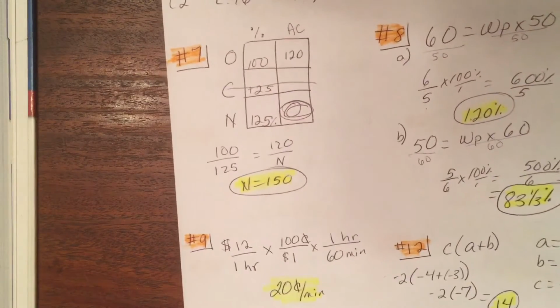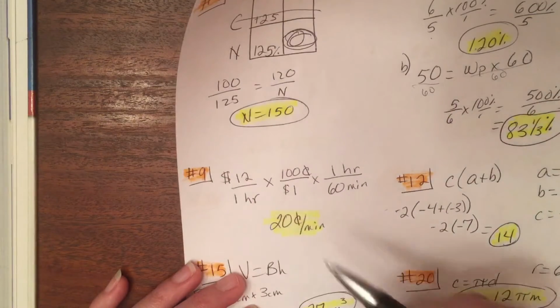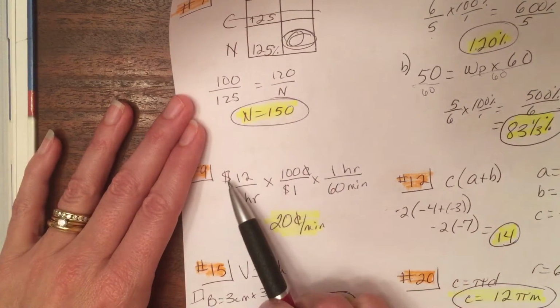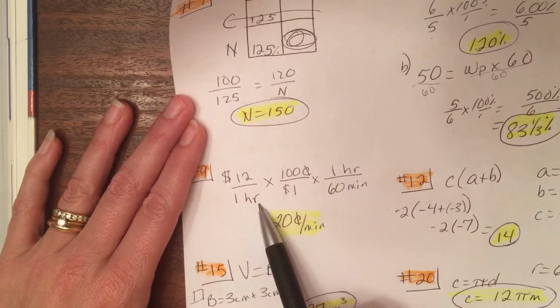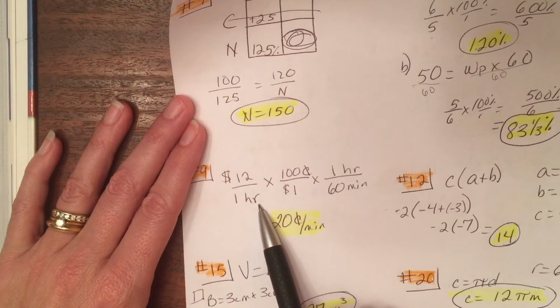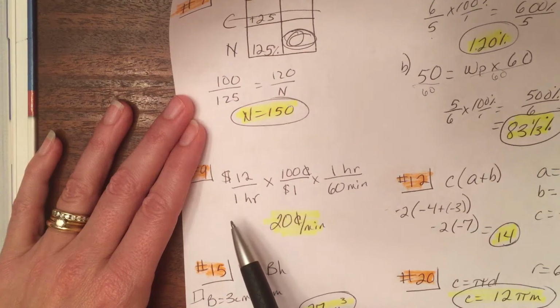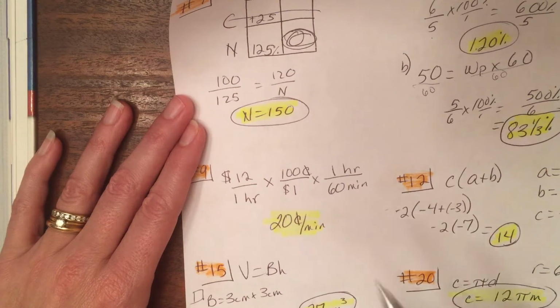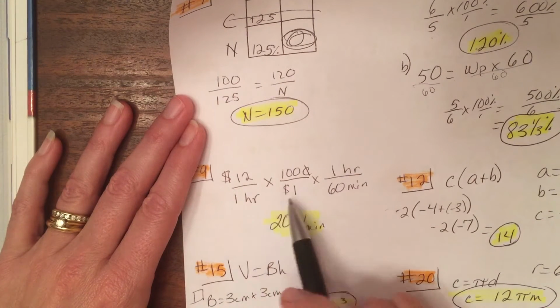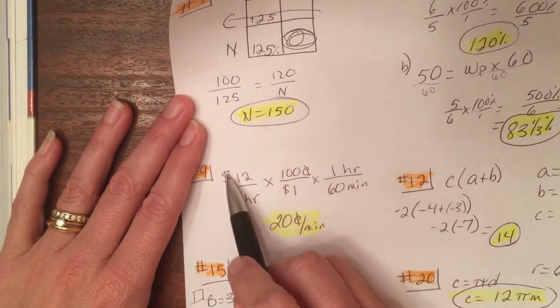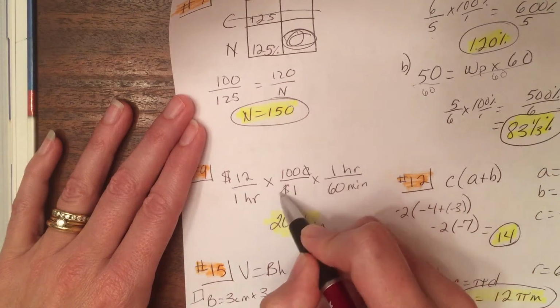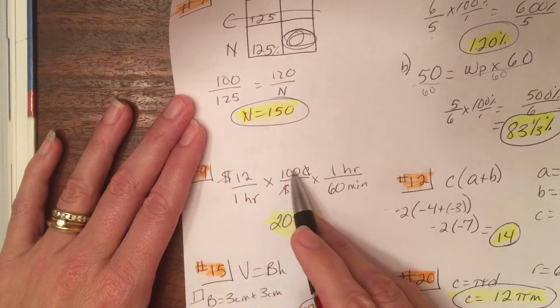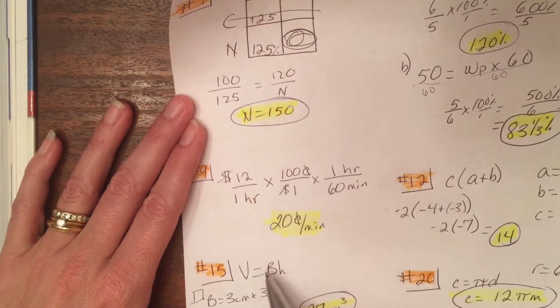Number 9 was a unit multiplier problem. So it said that we wanted to convert $12 per hour to cents per minute. So I needed 2 unit multipliers because I want to change dollars to cents and I want to change hours to minutes. So I used the first one to change my dollars. So dollars are on the top here, so I put dollars on the bottom here. That got rid of my dollars. I went to cents. $1 is 100 cents.